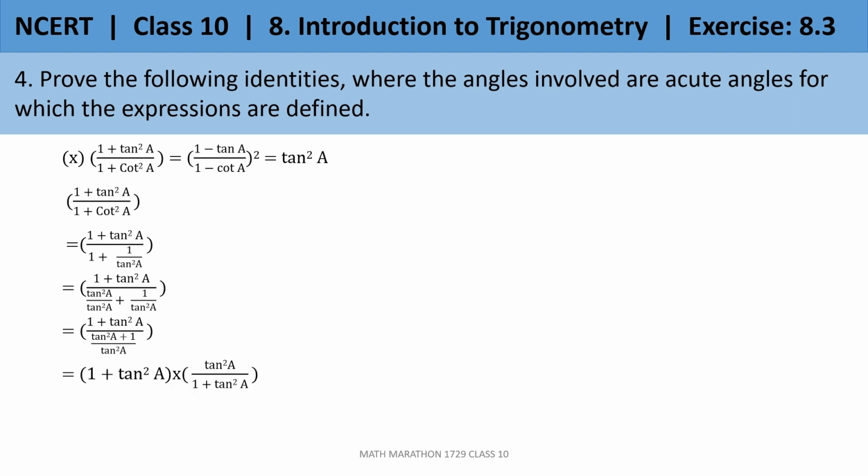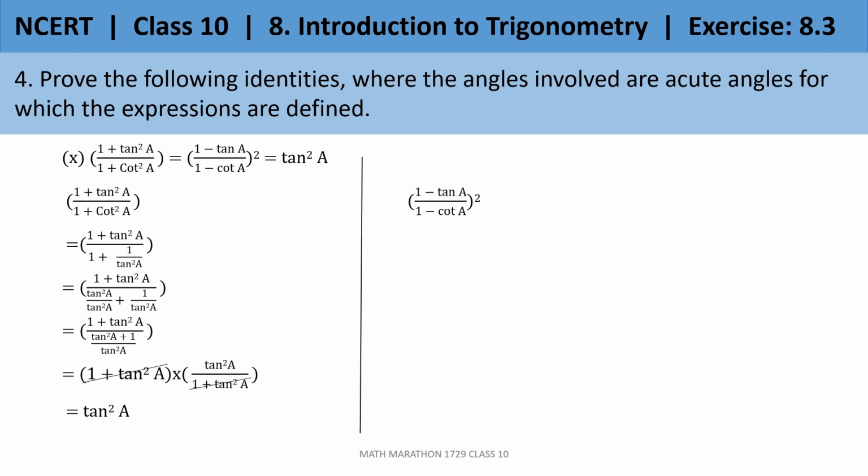In numerator and denominator, we have 1 + tan²A. We can cancel out 1 + tan²A, and it is equal to tan²A. So, left hand side is equal to tan²A.